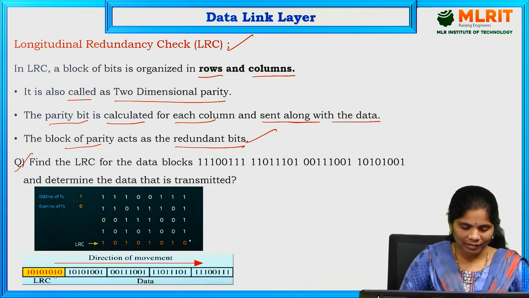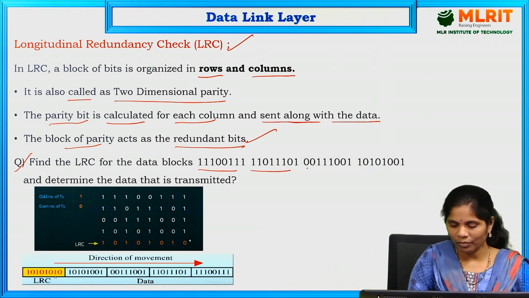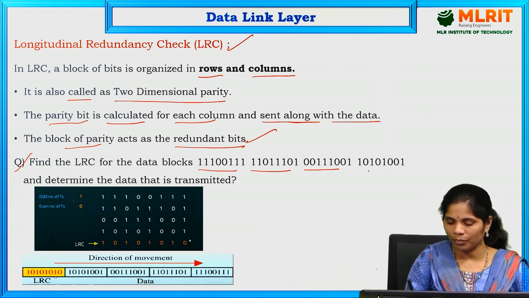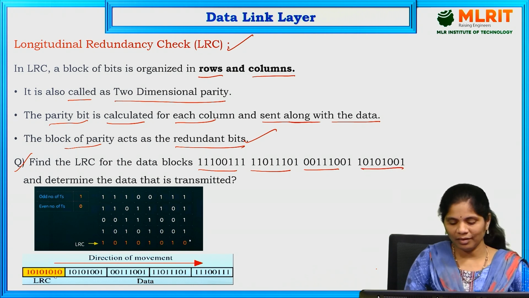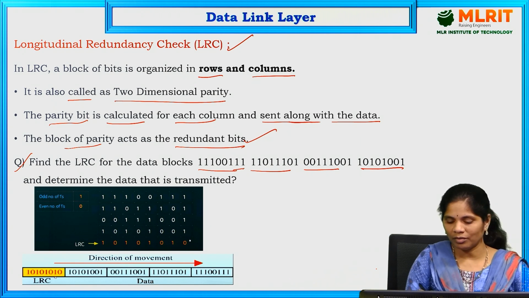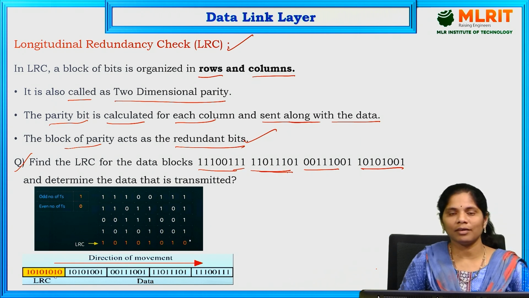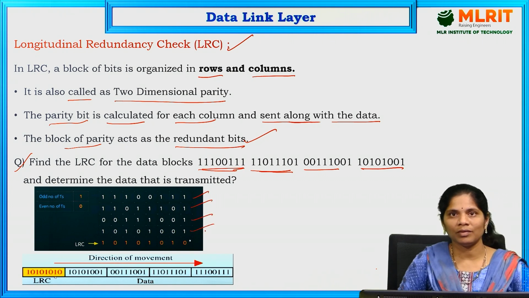So first, this is the example for LRC. This is one block, this is one block, this is one block, this is one block. These are different blocks. The blocks of bits means each block contains bits. These blocks of bits are arranged row-wise as well as column-wise. Whatever data is there, we arrange in rows and columns here.